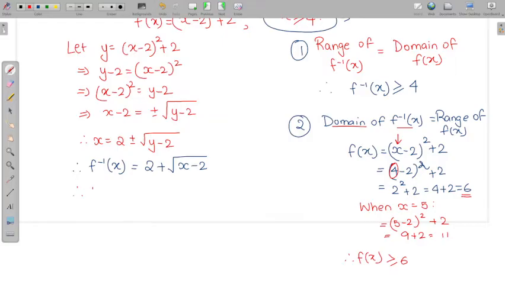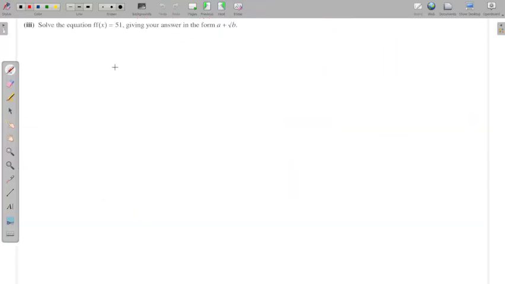So next we can write that the domain of the inverse function will be equal to x, because domain is the set of input values, so the set of x values, so x greater than or equal to 6. So this will be our final answer for part 2. Okay, now let's move on to the next bit.